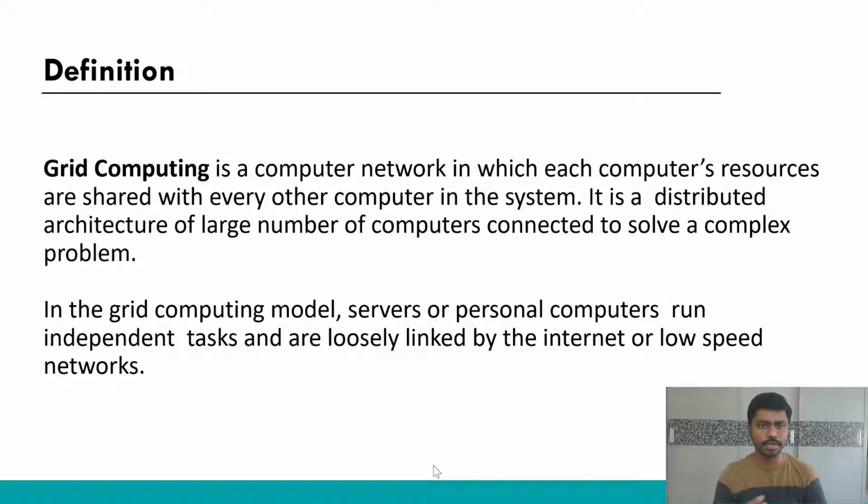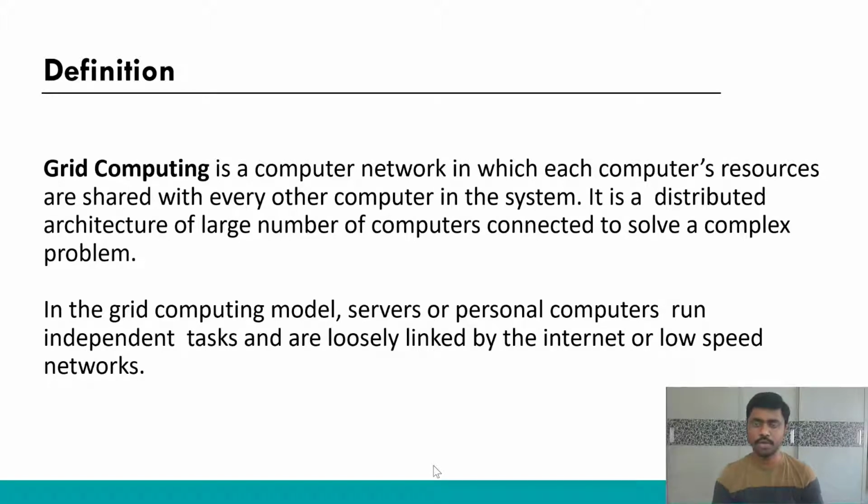It's a distributed architecture of a large number of computers connected to solve a complex problem. Here is the catch point: all the computers in the network share their resources to solve a complex problem. Now in the grid computing model, servers are personal computers that run independent tasks and are loosely linked by the internet or low speed networks. In a summarized way, all these computers are connected via internet. This is the definition of grid computing.